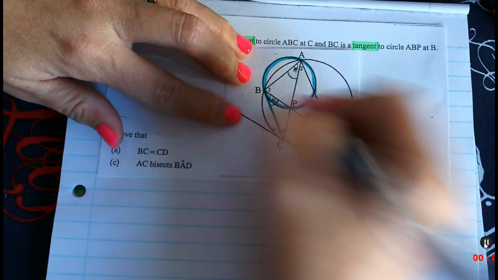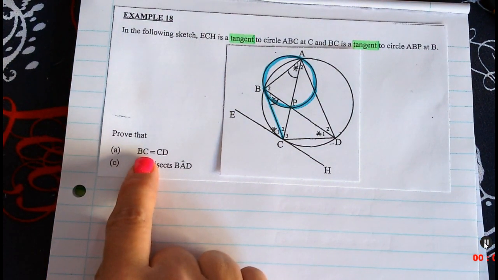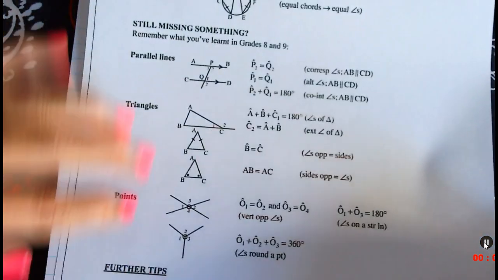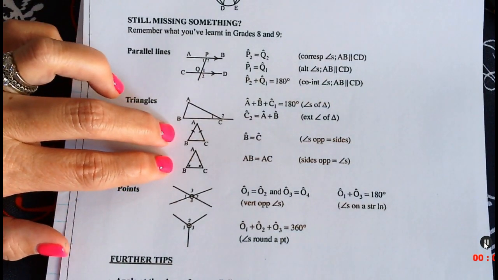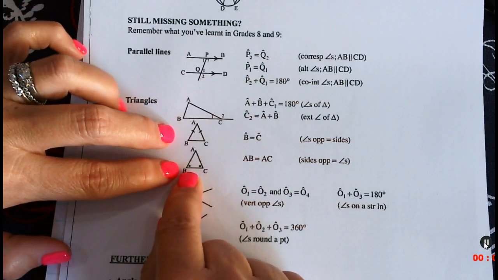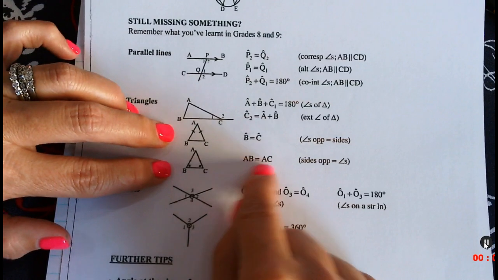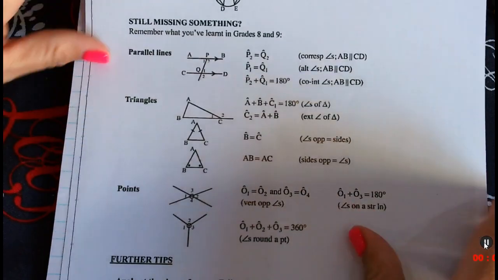Now, the first question that they ask me about this is to prove that BC is equal to CD. In order for me to prove that BC is equal to CD, I will have to refer back to these. In other words, if I can prove that the two angles are the same size, I can prove that the sides are equal because of sides opposite equal angles.